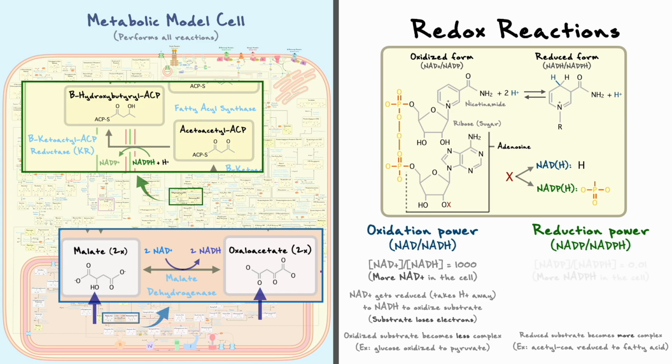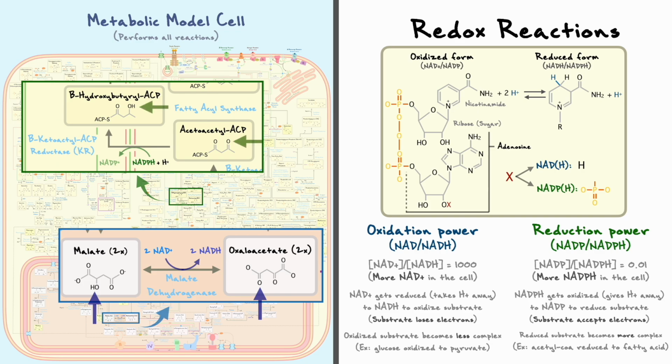On the other hand, NADPH outnumbers the amount of NADP by about 100. This high quantity of NADPH gets oxidized to NADP and in the process gives away its hydrogens to reduce substrates. The example in the green box on the left illustrates this as the oxygen gains in hydrogen given by NADPH.